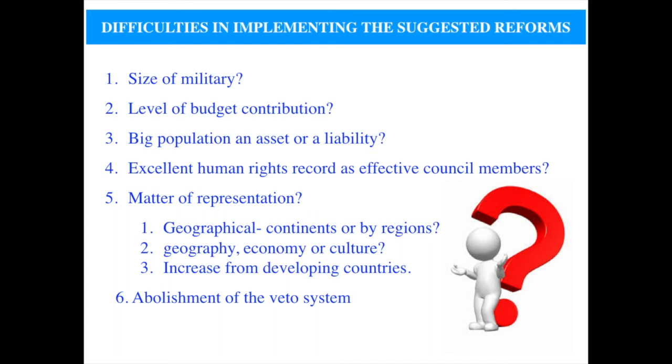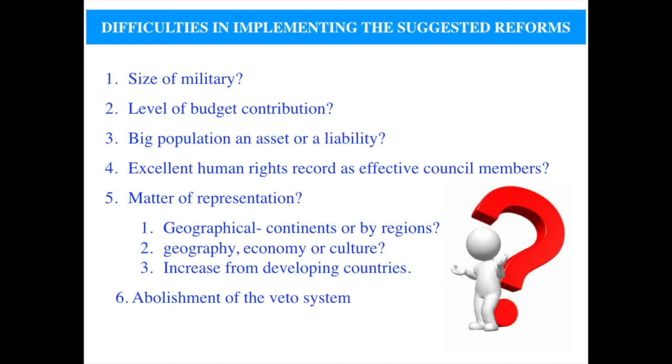And the criteria also talks about more representation, but then how was the matter of representation to be resolved? Would geographical representation mean one seat each from various continents or by regions? Would the representation be on the basis of geography, economy, or culture? All right. And would better representation mean an increase in the representation from developing countries? So these all were not really clear.